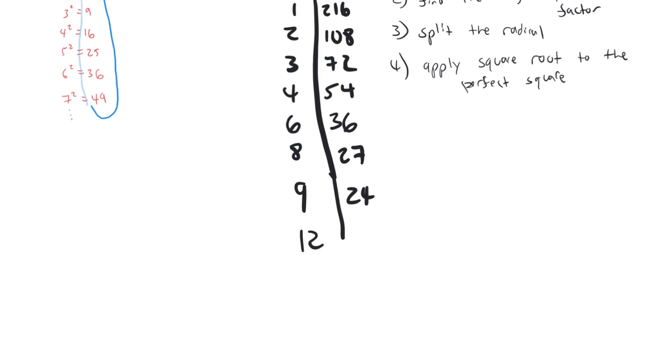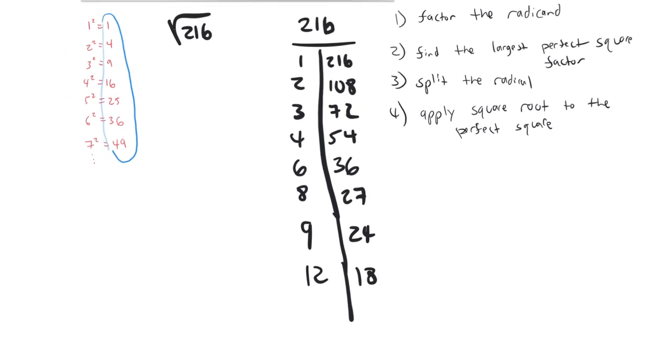12 goes into it 12 times, let's say, 18. Yeah, so that's a lot of factors, and that's it. So we've sort of closed in on the list. 12 and 18 are very close to each other, and it turns out that there aren't any other numbers that go into 216. So then we're going to apply step number 2, which is to find the largest perfect square factor. Well, let's find all the perfect square factors.